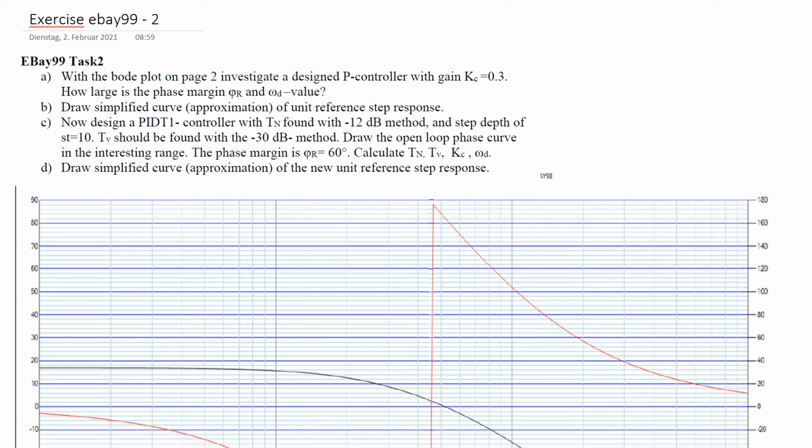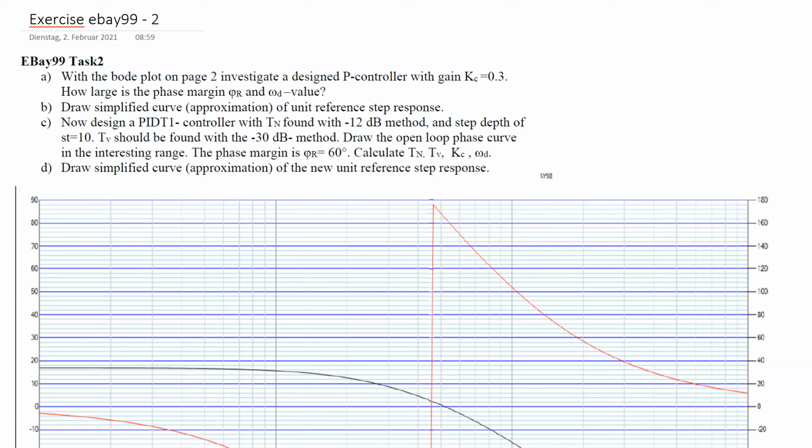Okay, in this video I want to walk through an old examination task. That is examination number 99 and task number 2. This deals with a closed loop system where the process is given as a Bode plot. And the task has 4 different subtasks and uses a Bode plot.